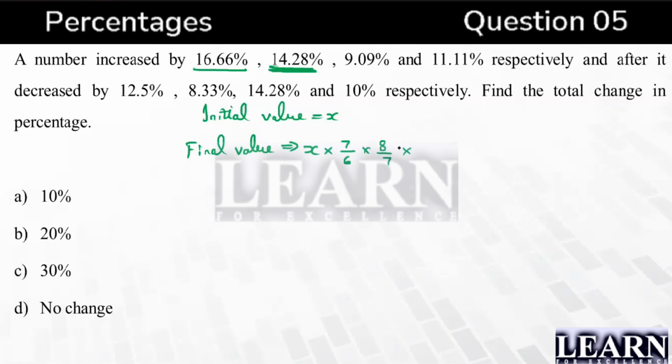Next, 9.09 is the increase. I can say it is 1 by 11. So when it is 1 by 11, I can say 12 by 11 will be the value. Next comes 11.11, which is nothing but 1 by 9. If 1 by 9 is the increase, can you say 10 by 9 will be the value? For increase, you have to add 1 extra in the numerator. This is the normal fraction, and this was the increased part.